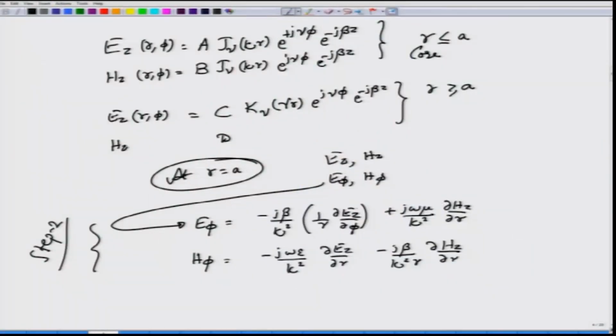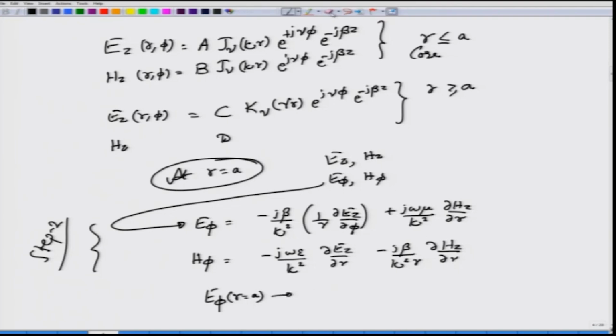So, I hope that you have done all that or you will do all that, and once you have done that and also derived or made appropriate derivations of del Ez by del phi, del Hz by del r, you will be able to find expressions for E phi and H phi, and these expressions E phi at r equal to a must be continuous in the core and the cladding.